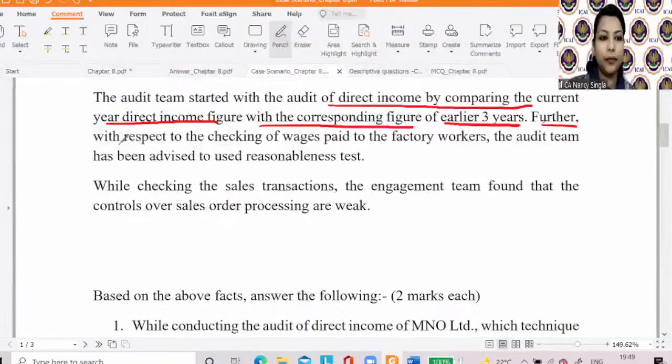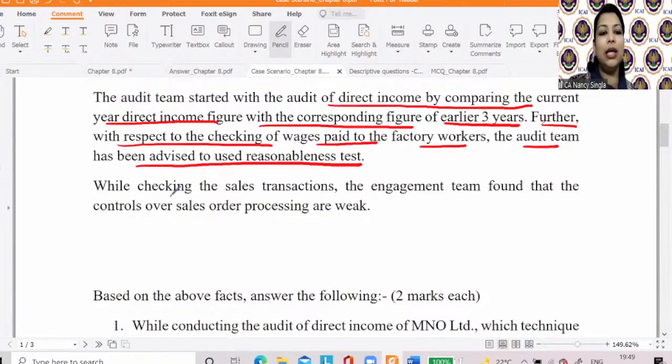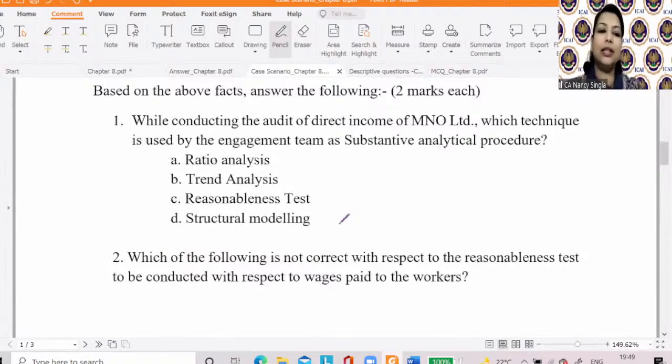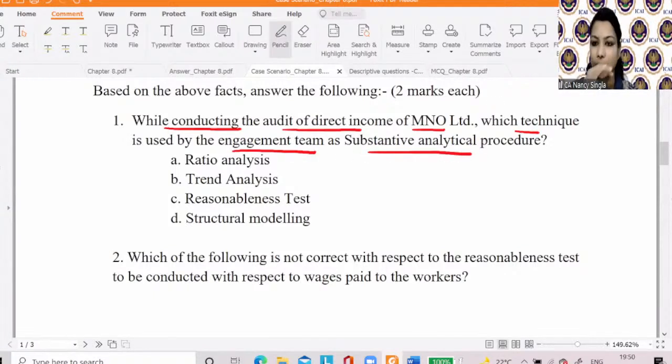Further, with respect to checking of wages paid to the factory workers, the audit team has been advised to use reasonableness test. While checking sales transactions, the engagement team found that the controls over sales order processing are weak. Okay? So Parth has already started answering, and his answer is correct with respect to first point. So students, please send in your replies with respect to point number 1. While conducting the audit of direct income of MNO, which technique is used by the engagement team as substantive analytical procedure? Send in your replies.